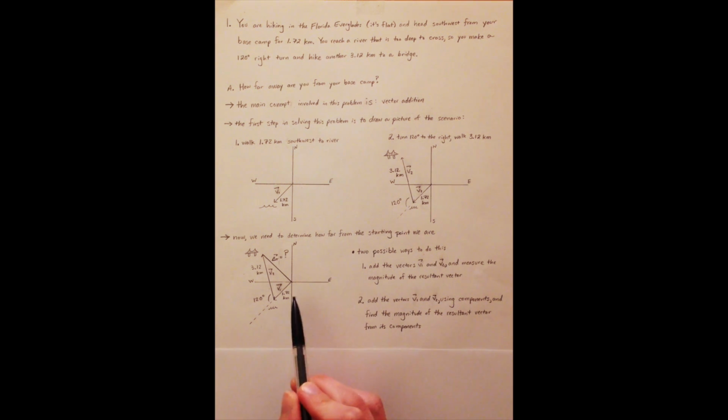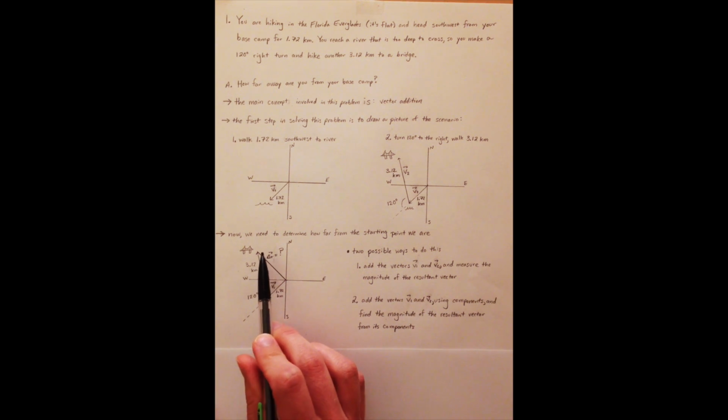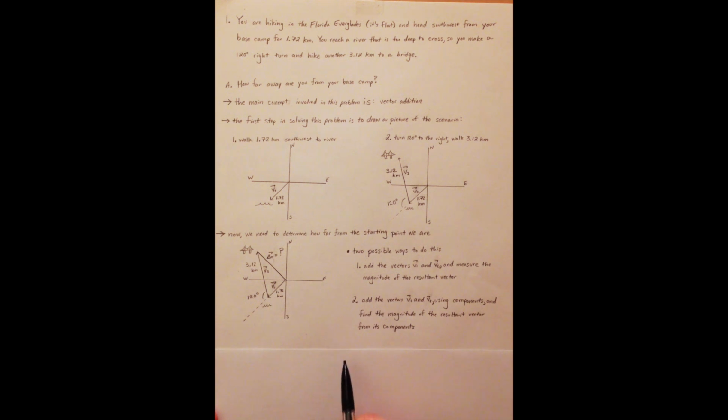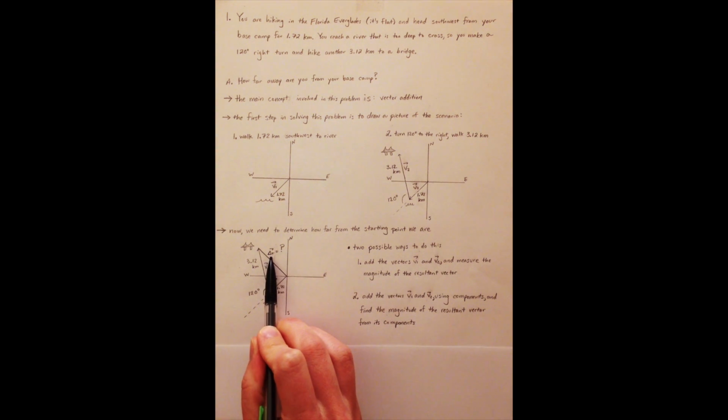One way is to add these vectors, which I've called v1 and v2, and measure the magnitude of the resultant vector, or its length. The other way is to add these vectors v1 and v2 using their components, and then find the magnitude of the resultant vector from its own components. The approach we will use in this video is the second strategy, where we find the components of the vectors v1 and v2, and then add them together to get the components of the resultant vector, which I've called delta r.